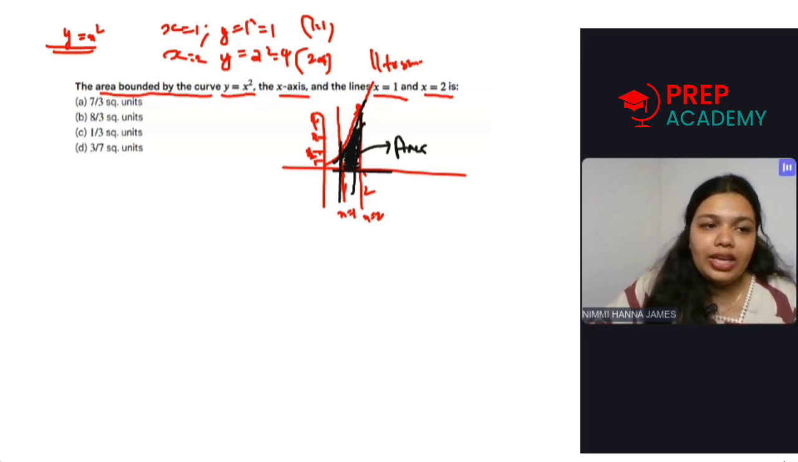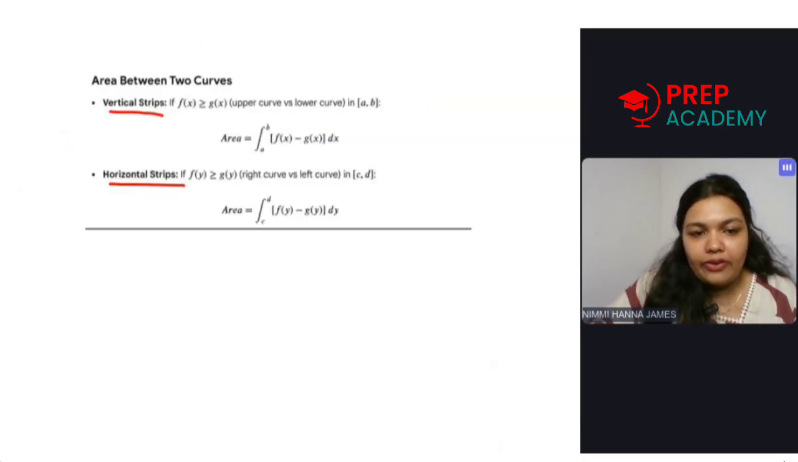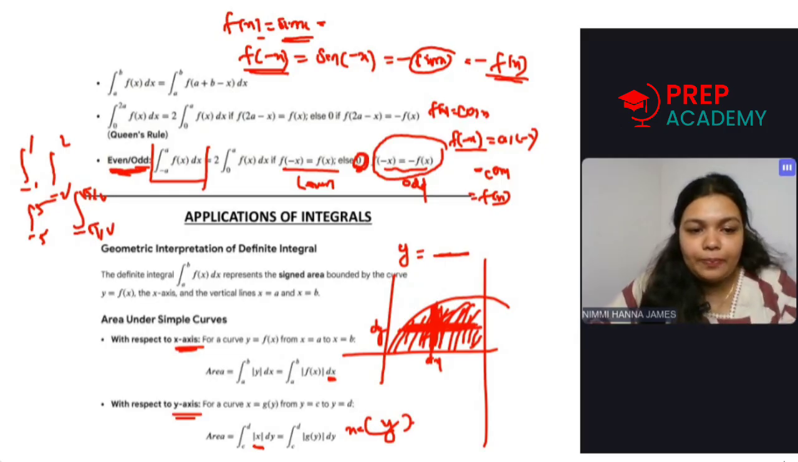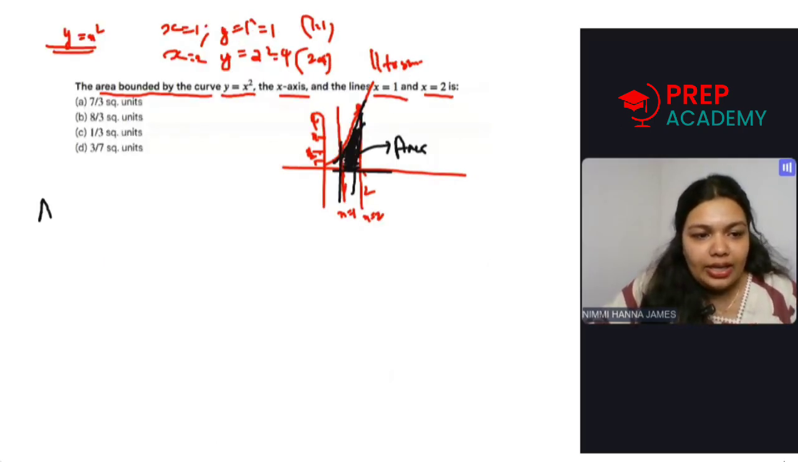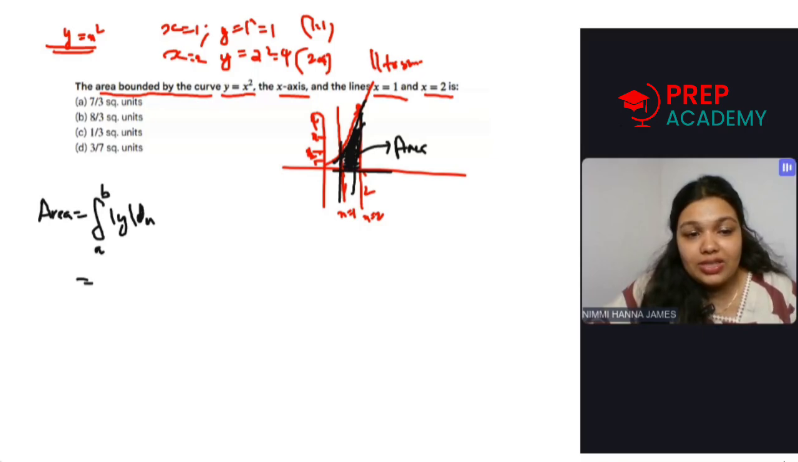So if we want to find the area, we have from our notes how to find the area of a simple curve. If we are integrating with respect to x, the area is equal to the integral from a to b of y dx. That's what we have to do. Area is equal to integral y dx, so integral a to b, where a and b mean the limits of x.